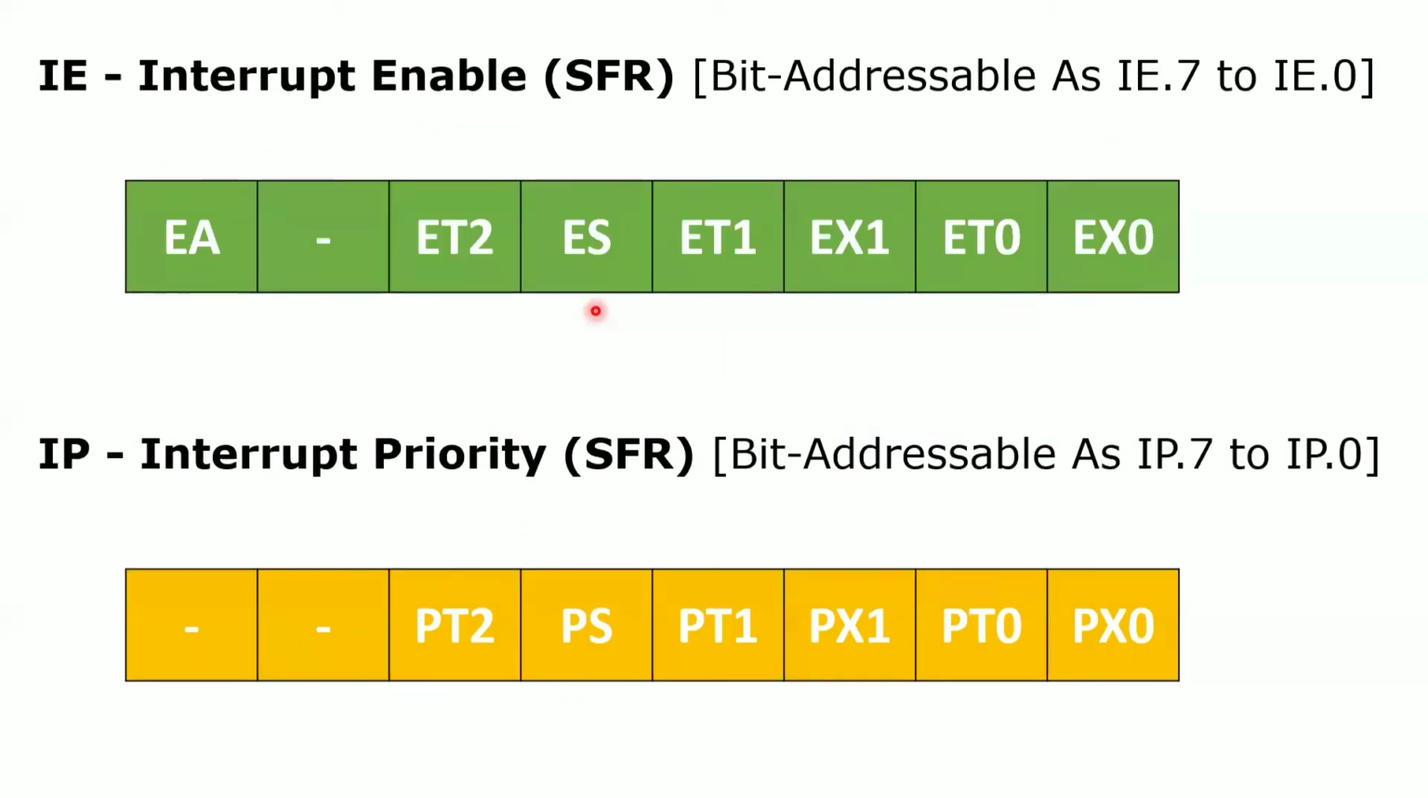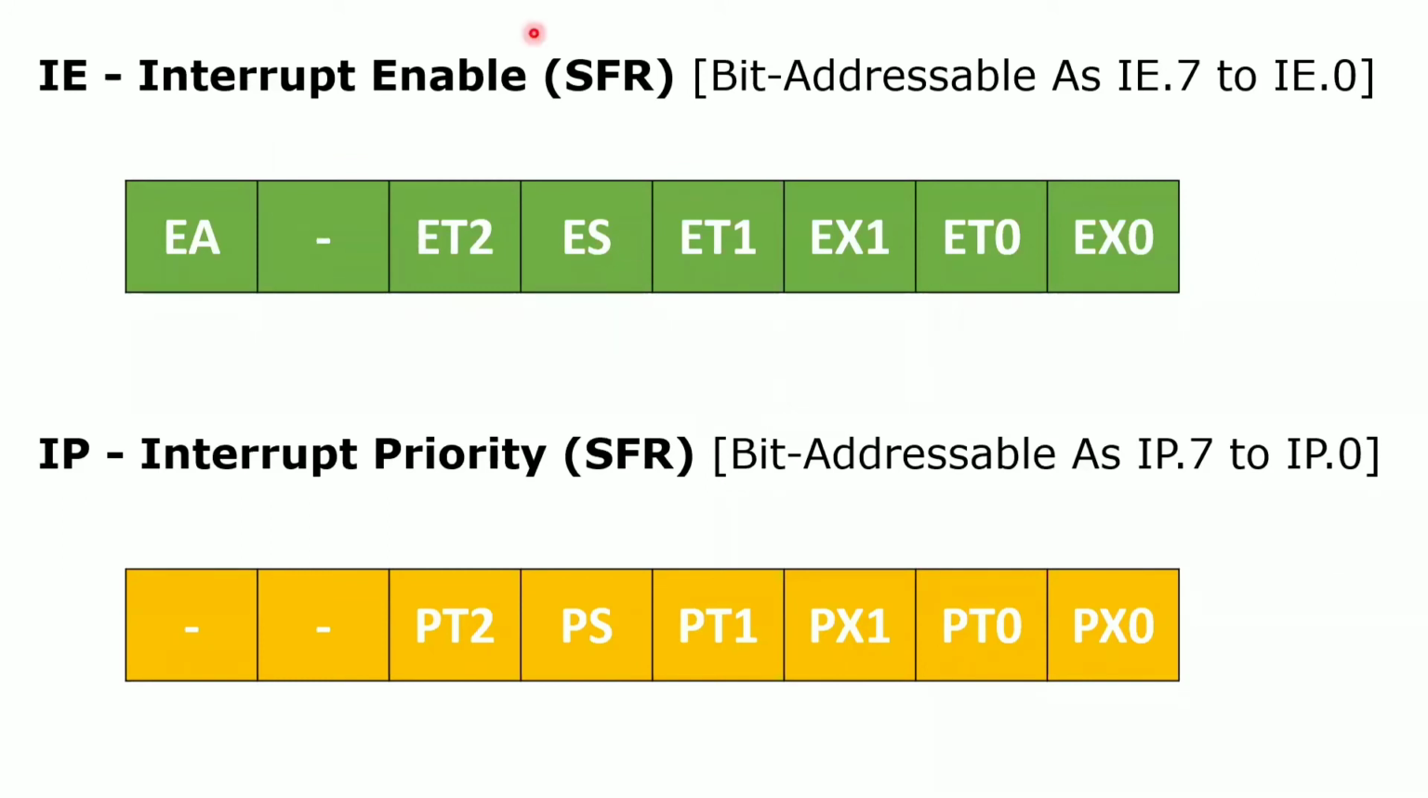And just like timers, how to control the timers with the help of two registers called TCON and TMOD. How to control the serial port with the help of SCON, the serial control register. And how to control interrupts, there are another two registers called the interrupt enable register and the interrupt priority register.